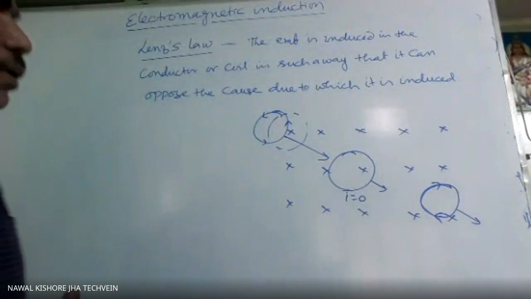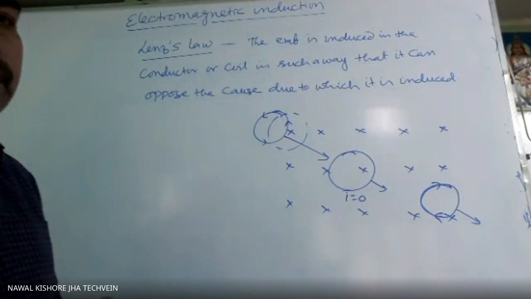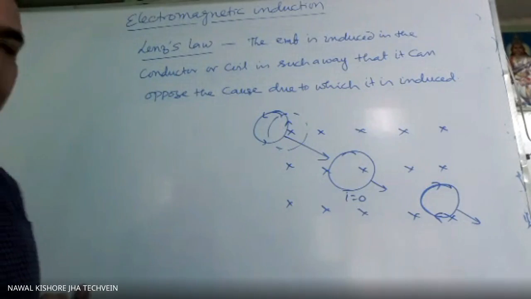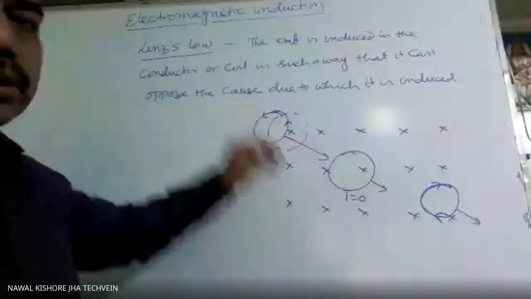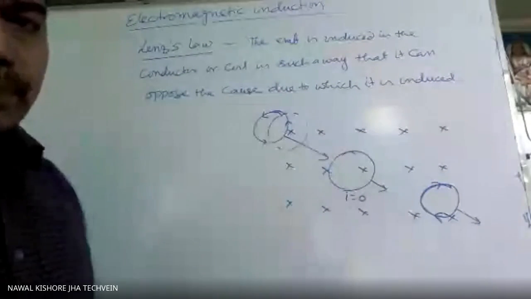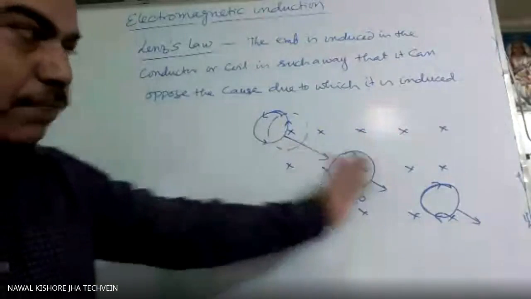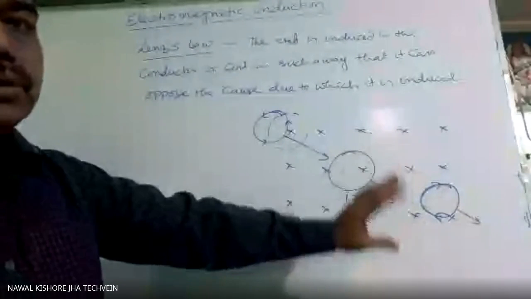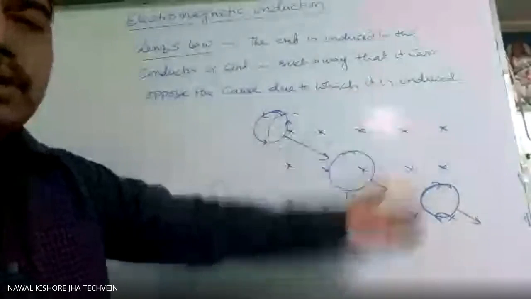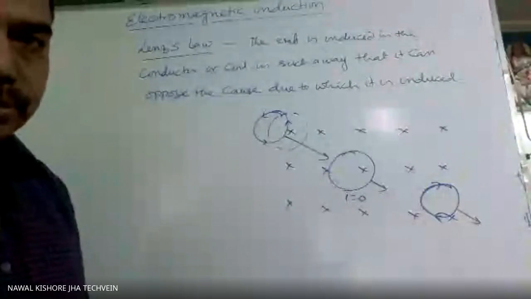So this is how we will find the direction by using Lenz law. Always keep in mind, if magnetic flux is increasing, EMF will be induced in such a way that it can decrease the magnetic flux. If magnetic flux is decreasing, the EMF or current will be induced in such a way that it can increase the magnetic flux.